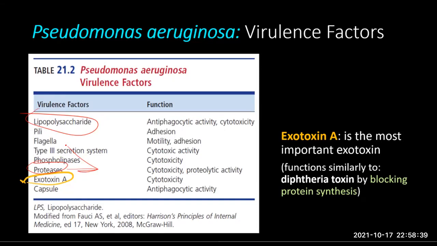But the most important exotoxin, we should not forget, is exotoxin A, because it functions similar to the diphtheria toxin. It blocks protein synthesis. So that's the thing. Exotoxin A, aside from being cytotoxic, blocks protein synthesis. Okay. A majority of the virulence factors function against phagocytic activity, take note. And they are also largely cytotoxic in nature.